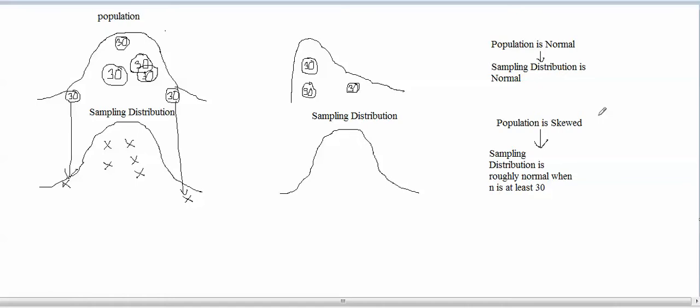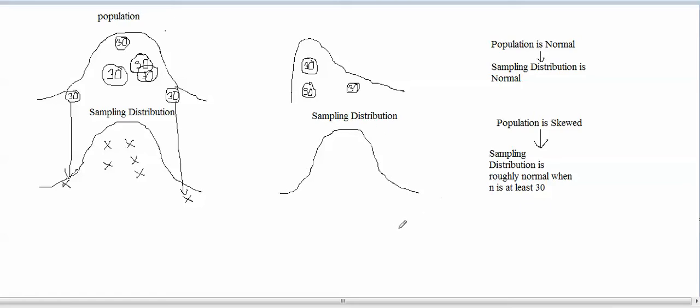So if the population is normal, the sampling distribution is normal, regardless of what sample size is being used to create the sampling distribution. If the population is skewed, the sampling distribution will be roughly normal for sample sizes of at least 30. So a small sample size, like a sample size of 10, would produce a skewed shape, just like the population. It would be skewed to the right. But a sample size of 30 will be roughly normal.